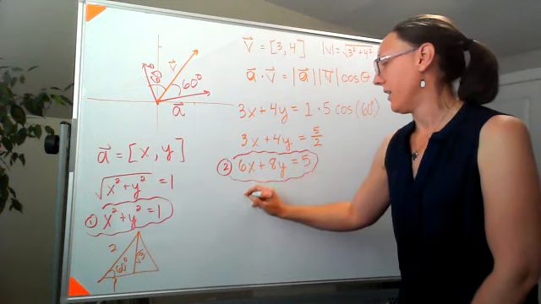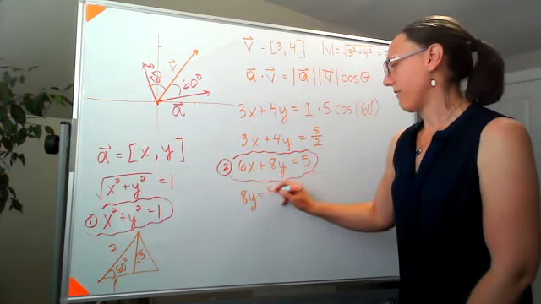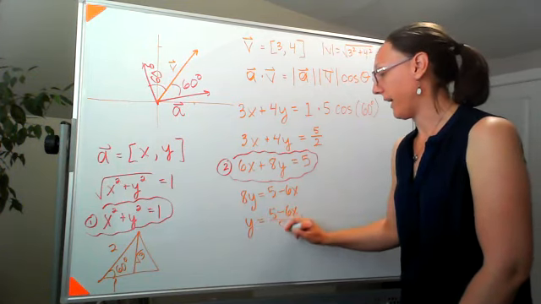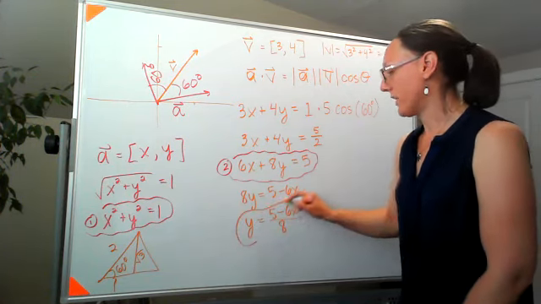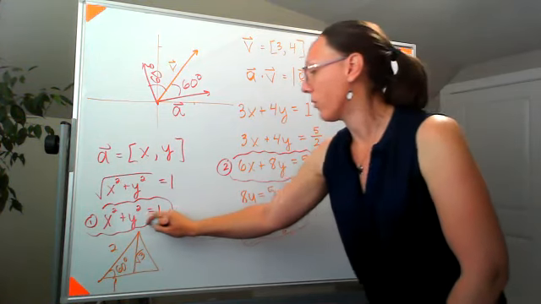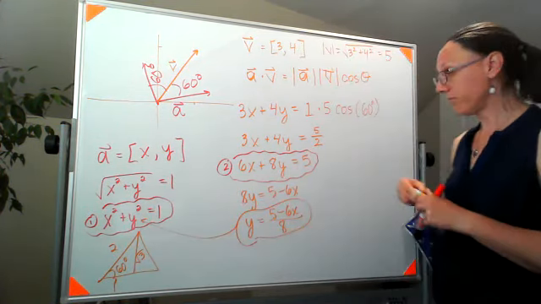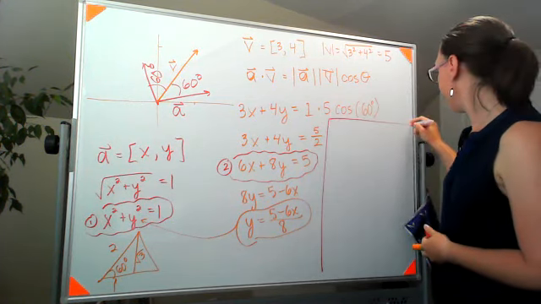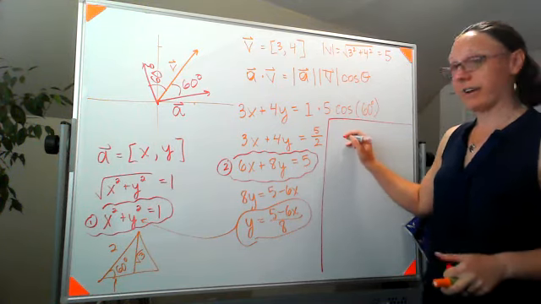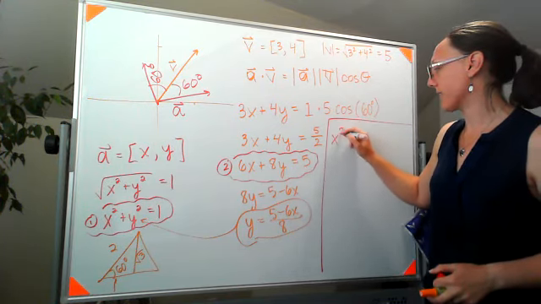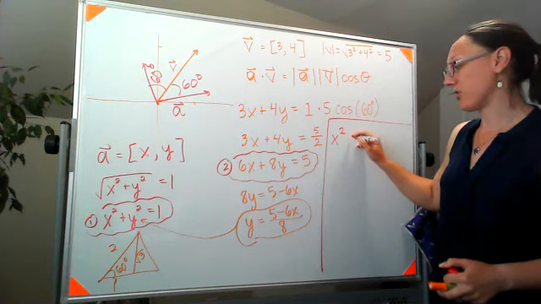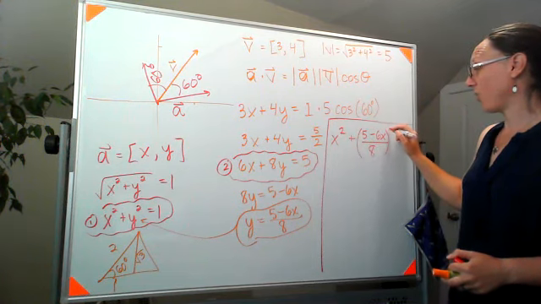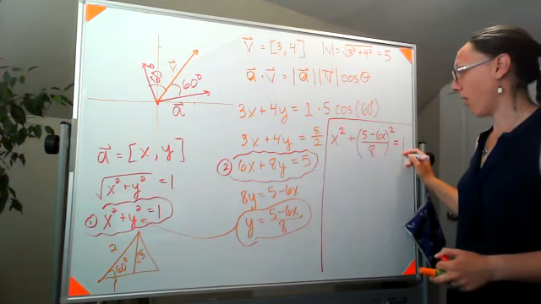So I would say 8y is equal to 5 minus 6x, or y is equal to 5 minus 6x divided by 8. And that's the equation that I'm going to plug in over here for y. I am not going to finish this whole thing off. I'm just going to get us as far as saying this turns into x squared plus (5 minus 6x over 8) squared is equal to 1.